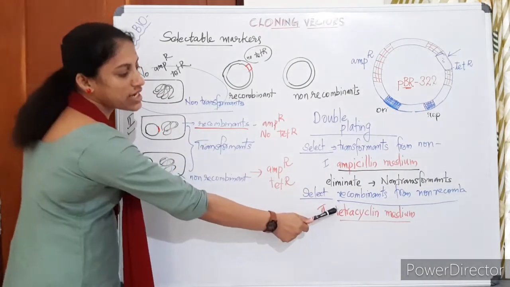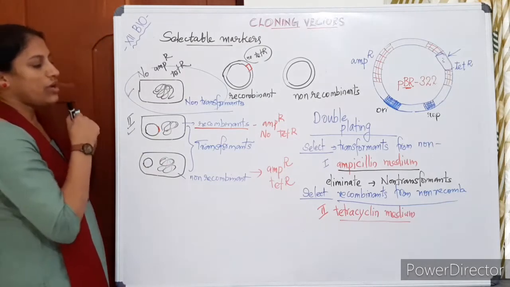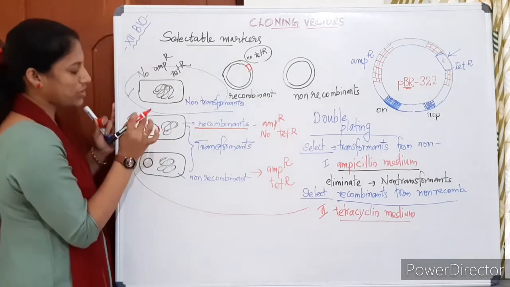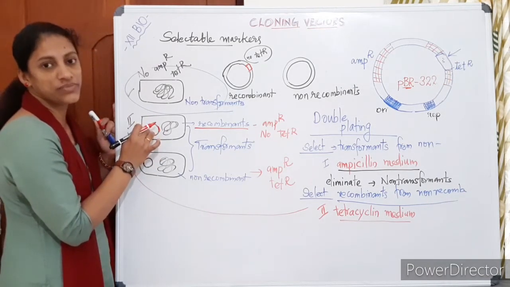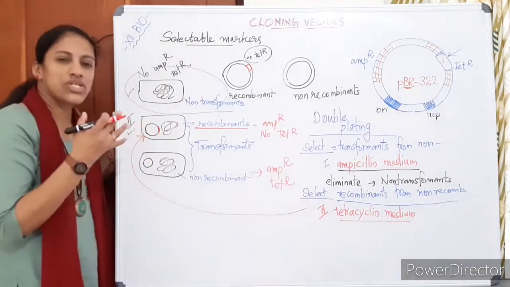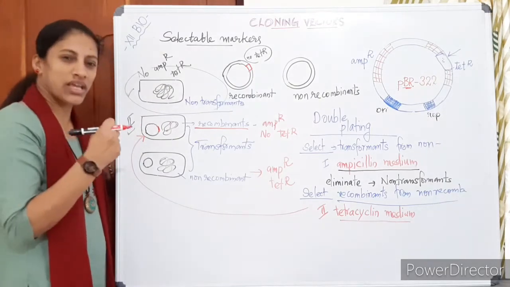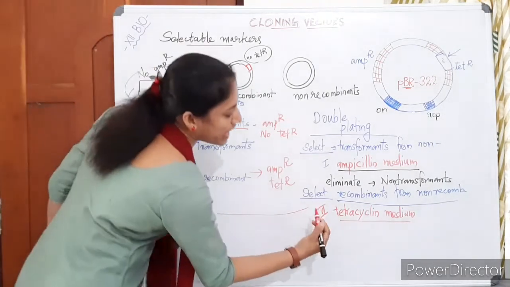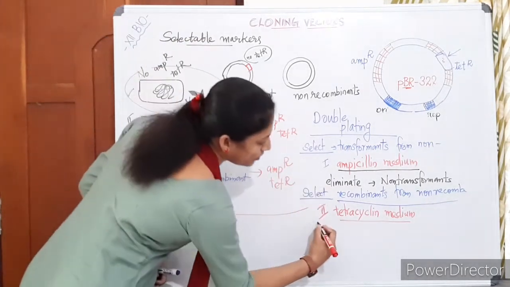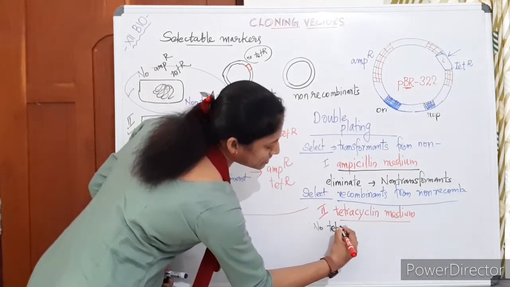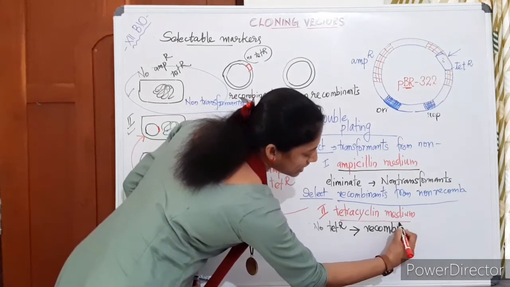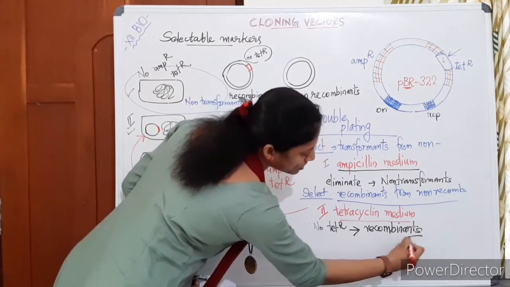When we grow in tetracycline medium, some bacteria feel difficulty to grow because they don't have tetracycline resistance. This one will very successfully grow. Whereas in tetracycline medium, the slowly growing bacteria are the bacteria which show no tetracycline resistance. No tetracycline resistance means that those bacteria are recombinants. We can select them for our future work.